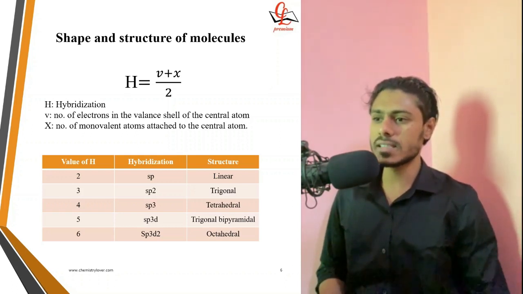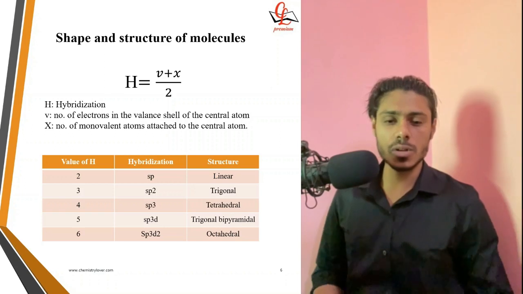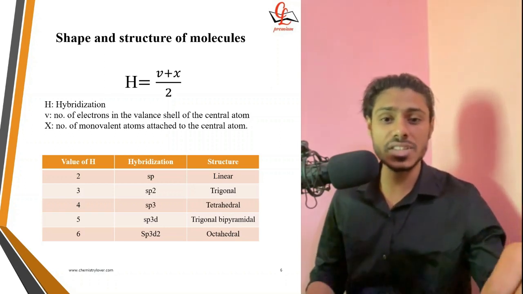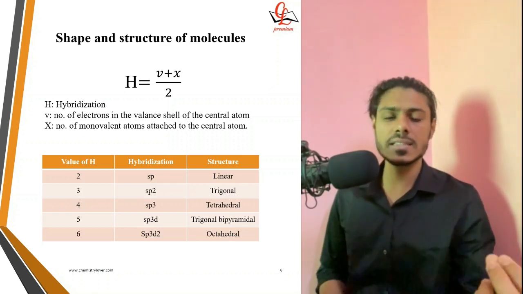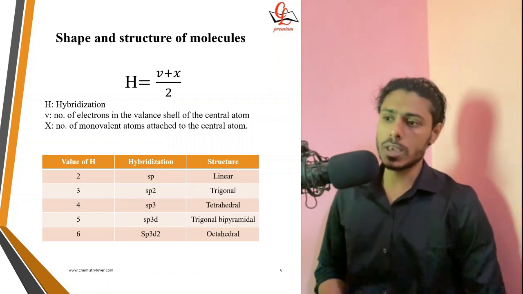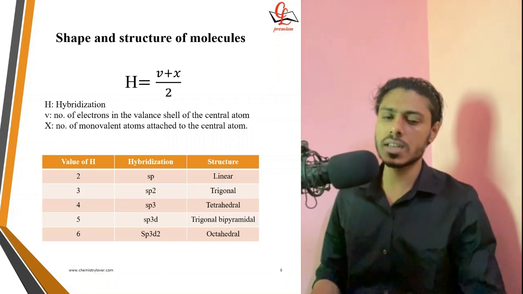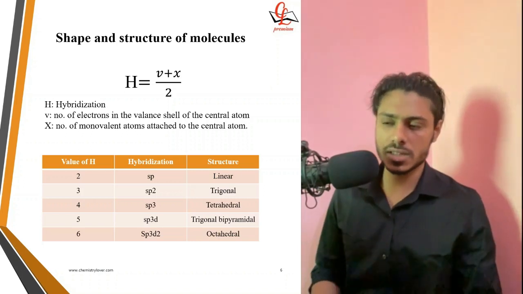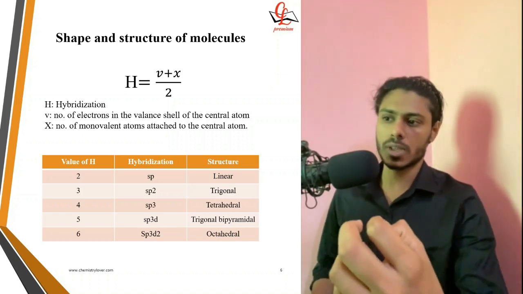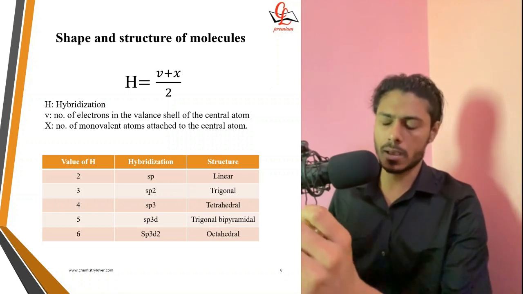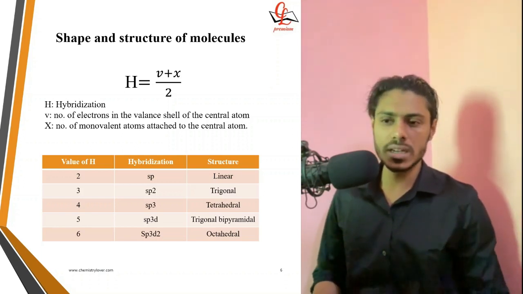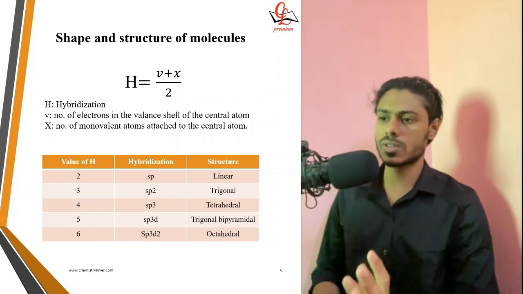What will be the hybridization of the central atom? And V is the number of valence electrons present in the central atom, or number of electrons present in the valence shell of the central atom, and X is number of monovalent atoms. Now if you have a charged species, then you have to modify this equation. For positively charged species you have to subtract 1, and for negatively charged species you have to add 1. So that is a different thing, we don't need that. Here we will stick to this formula: H is equal to V plus X by 2.